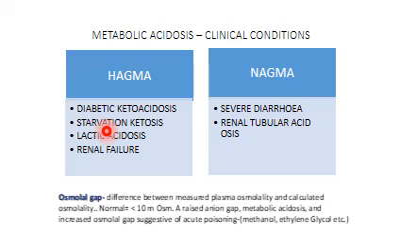Another terminology which we need to know is that of the osmolar gap. What is the osmolar gap? It is the difference between the measured plasma osmolarity and the calculated osmolarity. The normal is less than 10 milliosmoles, and a raised anion gap metabolic acidosis with an increased osmolar gap is suggestive of acute poisoning with either methanol or ethylene glycol, etc.